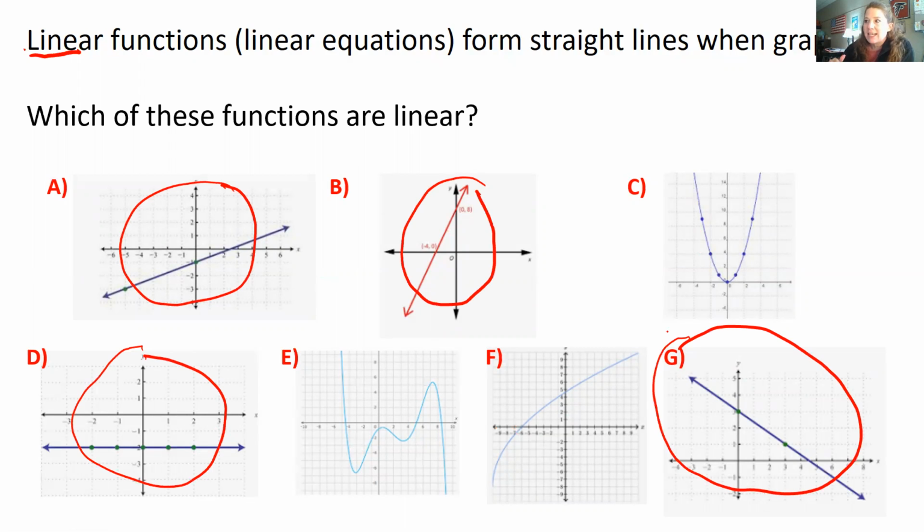Now, C, E, and F are functions. They would all pass the vertical line test. They're just not linear functions. Linear functions have to form a straight line when graphed.